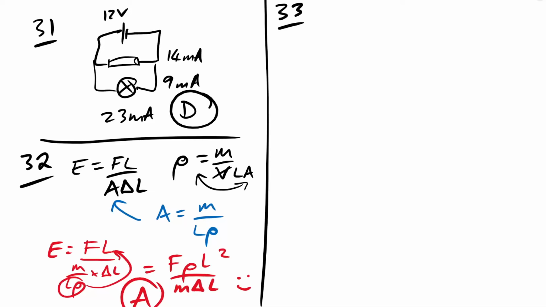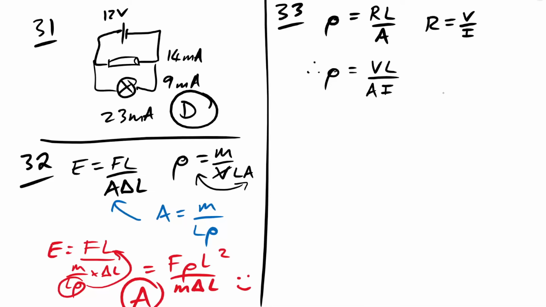33, what's the percentage uncertainty of resistivity? So let's write out our equation. Rho is equal to RL over A. But here we have PD and current, so we're going to have to replace R with V over I from Ohm's law. Therefore, resistivity is equal to VL over AI. And we have area as well, so we're going to have to replace this. I tell you what, can I just go with rho is proportional to VL over AI, so therefore proportional to VL over diameter squared times I, because we know that area is pi d squared over 4.